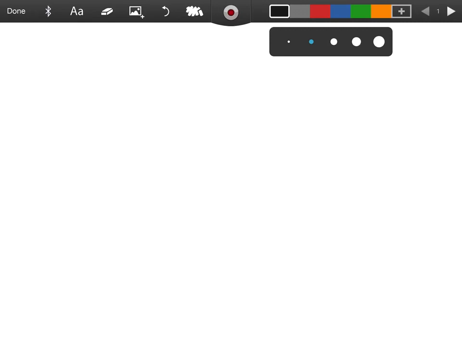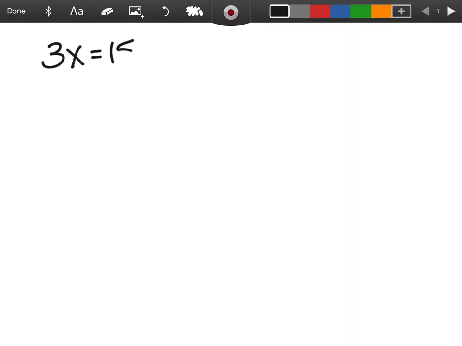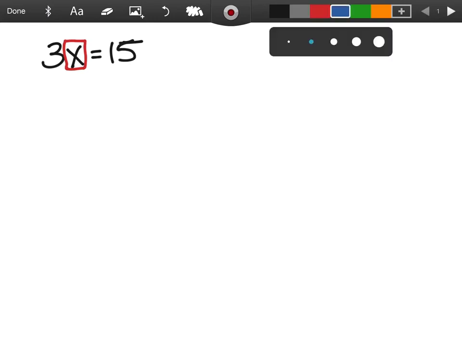Well, an equation is a math problem where I have a variable or something I don't know. So super easy, we're going to do 3x equals 15. Well, my variable here is the x. The x is my unknown, okay? And my goal is to isolate, or get all by itself, that x.